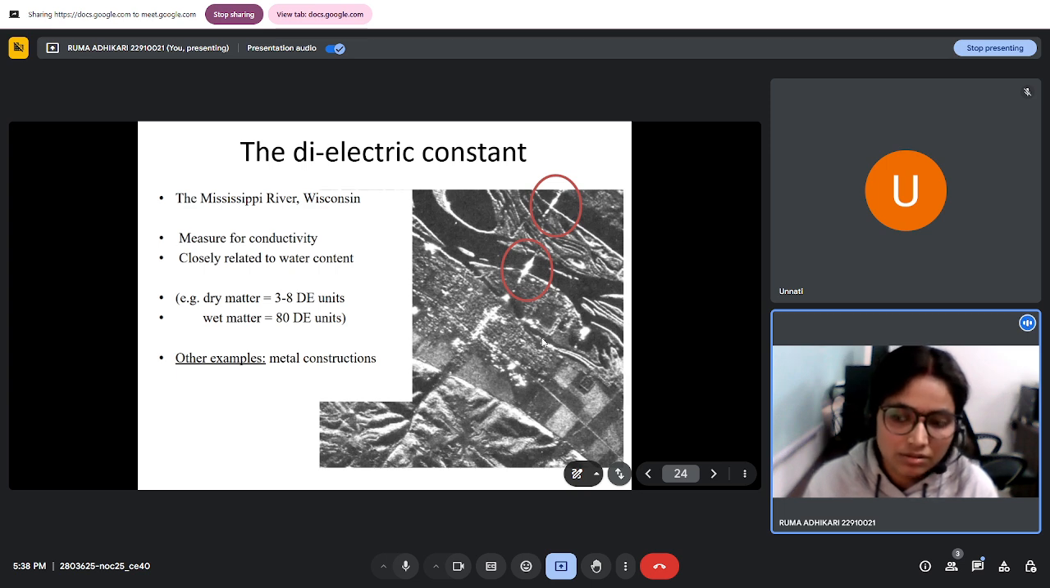What is meant by surface roughness in polarimetry. So that is why the water appears dark, because the specular reflection dominates the dielectric constant.